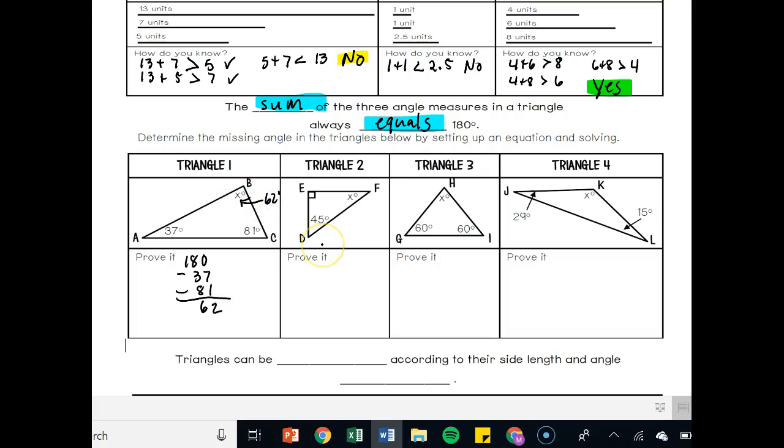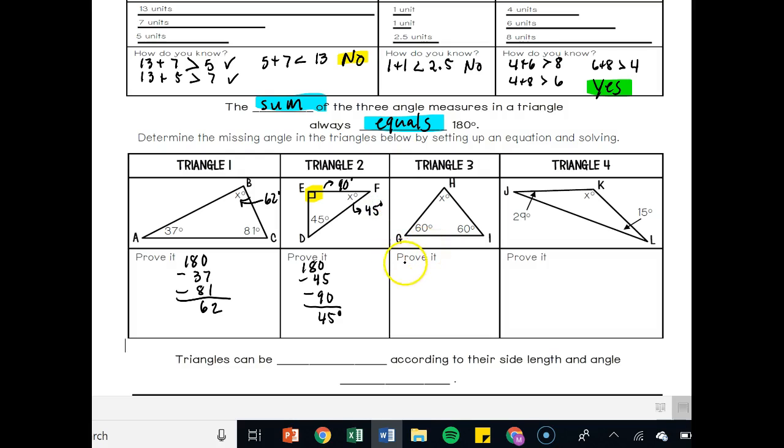It looks like in the next one they only give you one angle measurement, right? So it's 180 minus 45, but then you're like, how am I going to figure out the other two angles? Well, first of all, you have this box here, and a box indicates a right angle, which we know is exactly 90 degrees. So in essence, they actually did give you two angles. So 180 minus 45 minus 90 leaves you with 45 degrees. So this angle right there is 45 degrees.